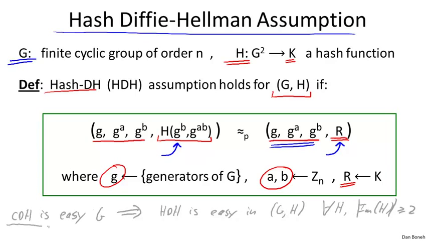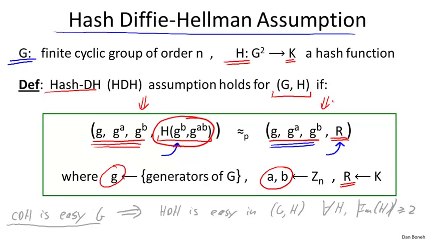Basically, if the computational Diffie-Hellman assumption is easy, what that says is that given g^a and g^b, I can actually calculate g^(ab) myself. Because I know the hash function H, I can calculate this complete value here. So if you give me a tuple that's sampled from the left or sampled from the right, I can very easily tell where it's from.